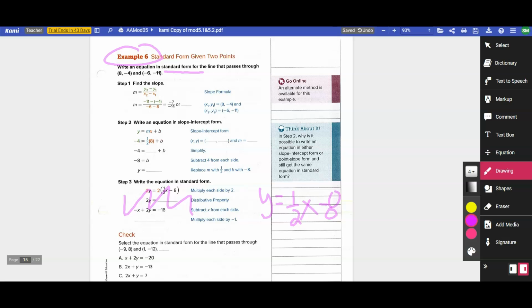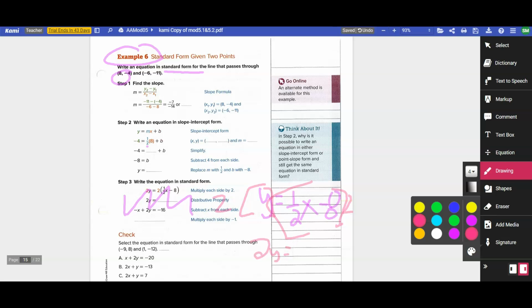Essentially, they found the slope, which is 1/2. Then you use your slope to help you find your b. They use this pair here, 8 and negative 4, to find the b. So now you have to write your equation. Now I have y equals 1/2 x minus 8. Hopefully you got it to that point. At this point, I have to multiply everything by 2. So now I get 2y equals x minus 16.